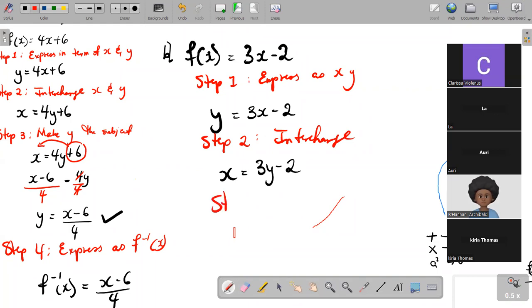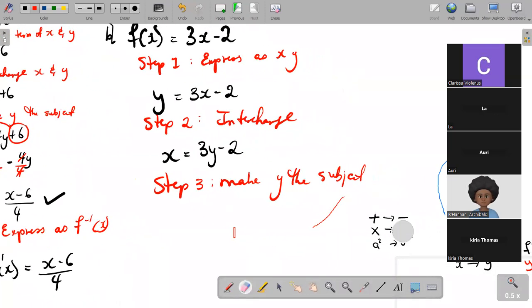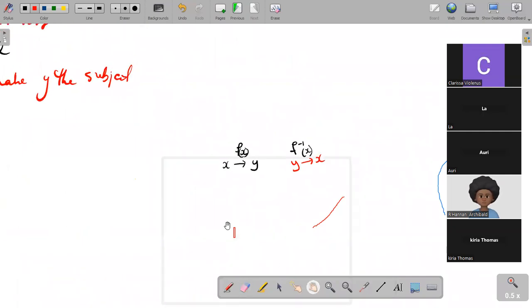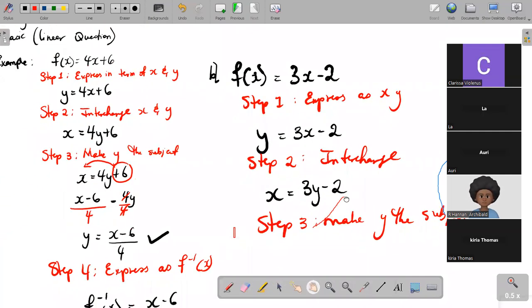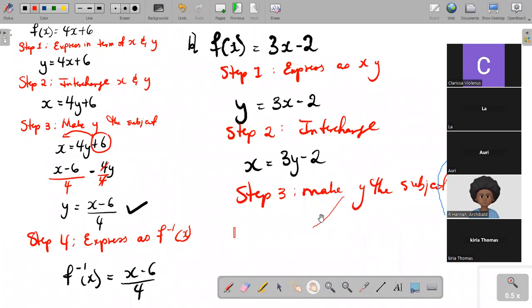Step 3, make y the subject. I want y'all to do the last part for me and tell me what the answer is, please. So I'm going to give you guys 1 minute, and once y'all finish that, we're good to go. Tell me what the answer is for this one. For those who may need the other side to look at as an example. Finish it for me, please, and tell me what your answer is.